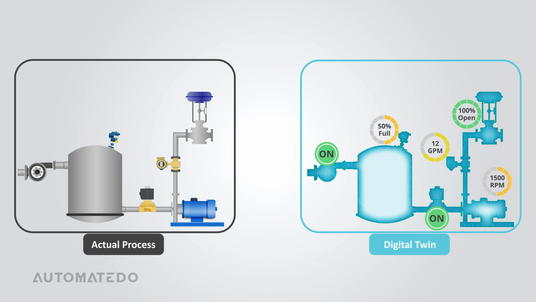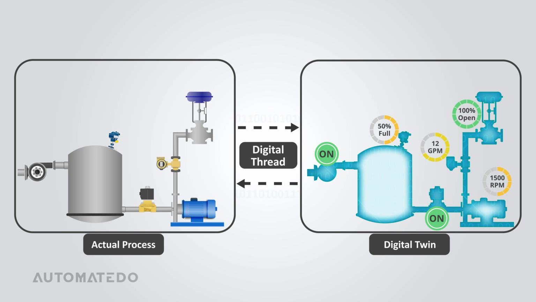Next is the digital twin, which is like a virtual clone, tracking every move. The last part is the digital thread, this excellent link that keeps them talking, passing data back and forth like a live stream. It's the ultimate tag team between the physical and virtual worlds.